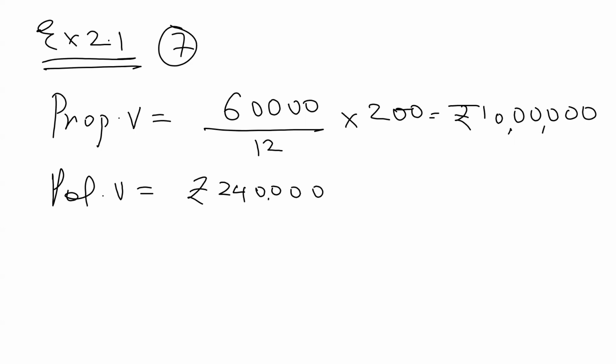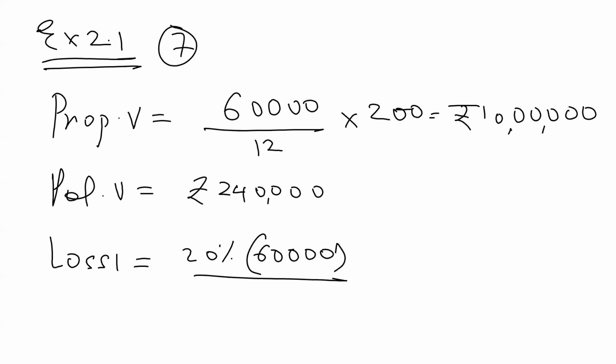Now see further, we read that 20% of the articles were burnt. So there are two losses over here. Loss one: 20% of the articles. This is the loss that we are calculating, but this is the physical quantity. We have to calculate its value as well. So 20% of 60,000 upon 12 into 200. This is the value of the burnt 20% articles.